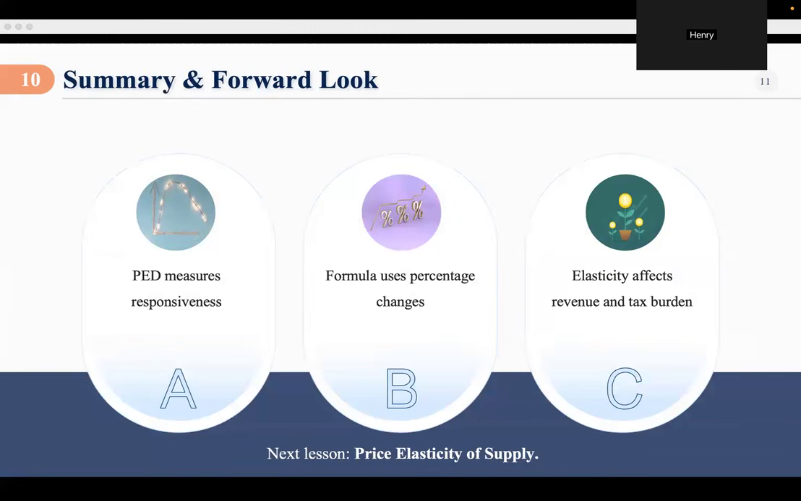Let's summarize. Price elasticity of demand measures responsiveness to price changes. It uses percentage changes, not absolute changes. Elastic demand means high responsiveness. Inelastic demand means low responsiveness. Elasticity affects revenue and tax outcomes. The key takeaway is this: not all demand reacts the same way to price changes. Understanding elasticity allows us to predict behavior more accurately. It is one of the most powerful tools in microeconomics.